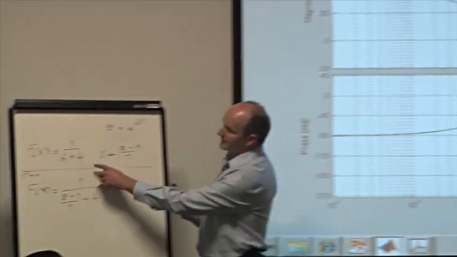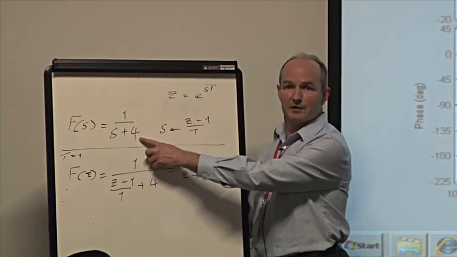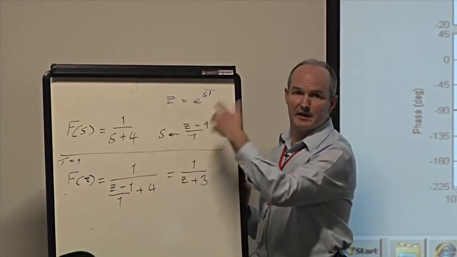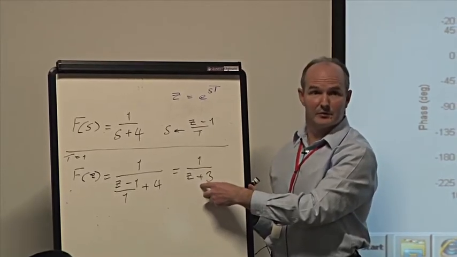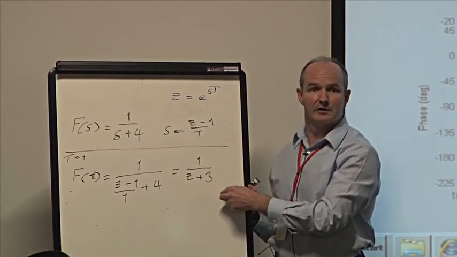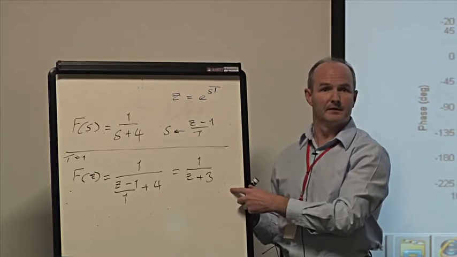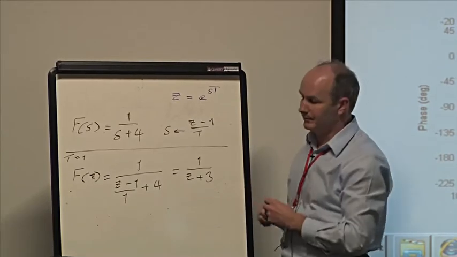We started out with a continuous time pole at s equals minus 4. That is beautifully stable. It's in the left half plane. We have ended up with a discrete z transform with a pole outside the unit circle. This is not stable. The pole is at z equals minus 3.